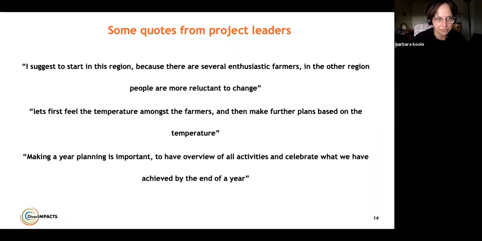These are three quotes. The first one is, I suggest to start in this region because there are already several enthusiastic farmers. In the other region, people are more reluctant to change. The second one, let's first feel the temperature amongst the farmers and then make further plans based on the temperature. And the third one, making a year planning is important to have overviews of all activities and celebrate what we have achieved by the end of the year. So these are all quotes from my conversations with project leaders while discussing strategies and ways to go about organizing the workshops that were coming up.